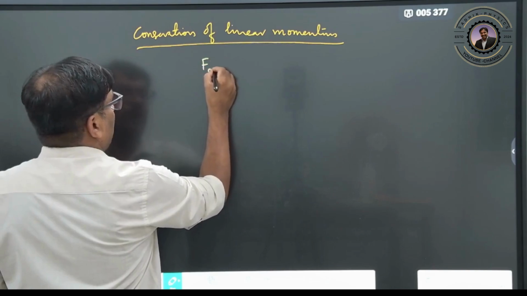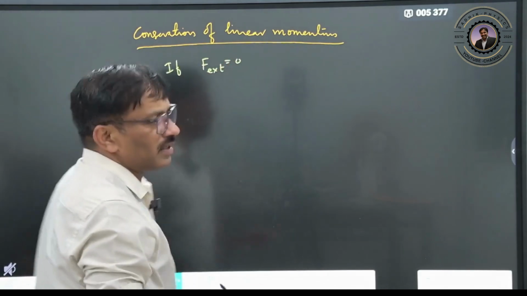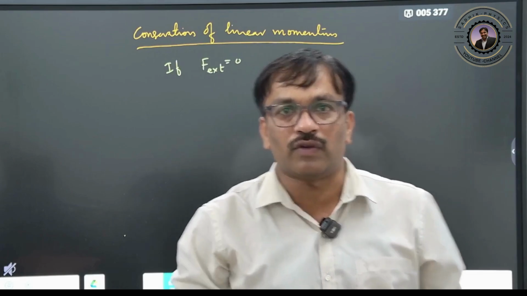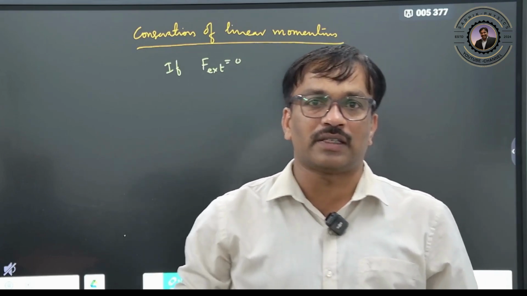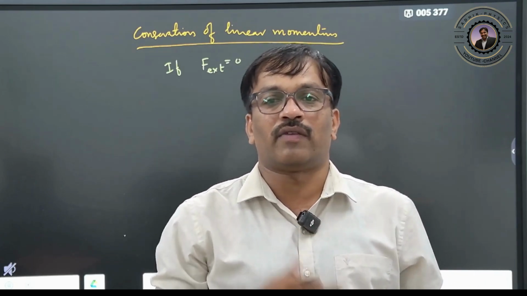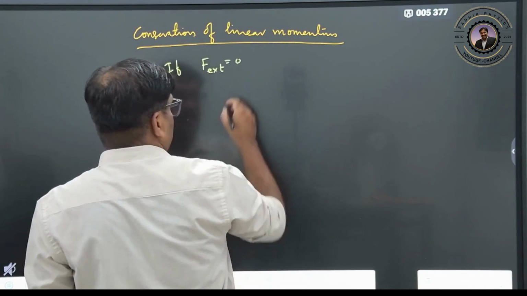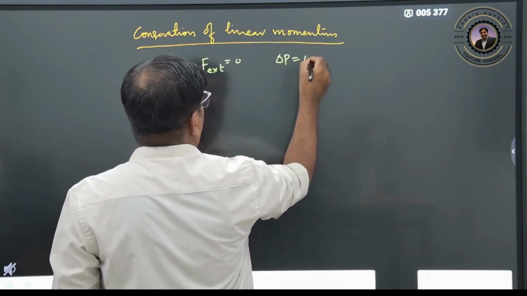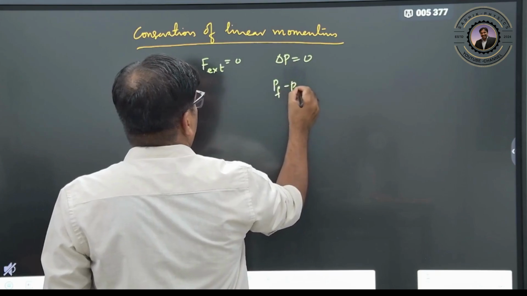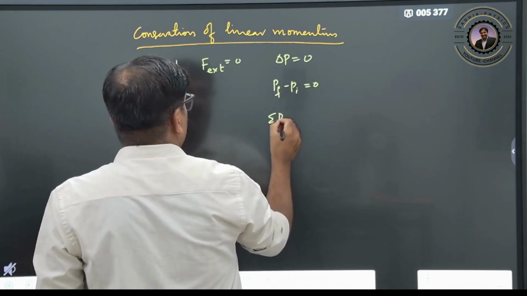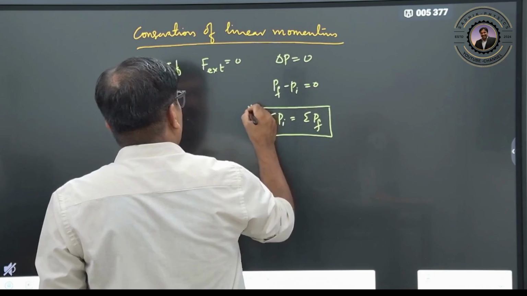Suppose there is no external force acting on the system. If there is no force, what will happen? Momentum will not change, yes or no? So as long as there is no force, the momentum will remain constant. Here, if the external force acting on the system is 0, the change in momentum will also be 0. That means final momentum minus initial momentum equals 0, so total initial momentum equals total final momentum. Clear? So the momentum will remain the same.